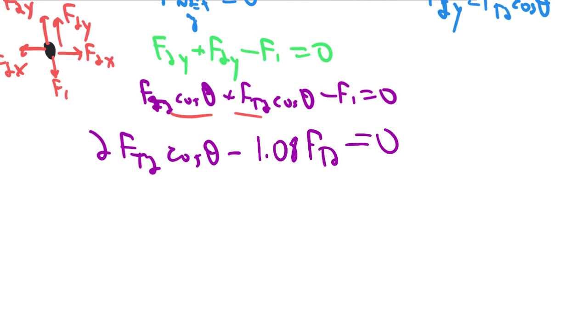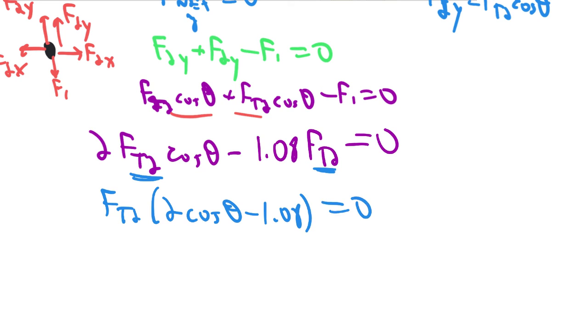All right. And then we just keep processing. Notice in so doing that we get an FT2 in both terms, so we can factor that out. 2 cosine theta minus 1.08. If two things multiply to 0, one of them is 0. FT2 clearly can't be 0, so I can divide it out. I'm left with 2 cosine theta minus 1.08 is 0.